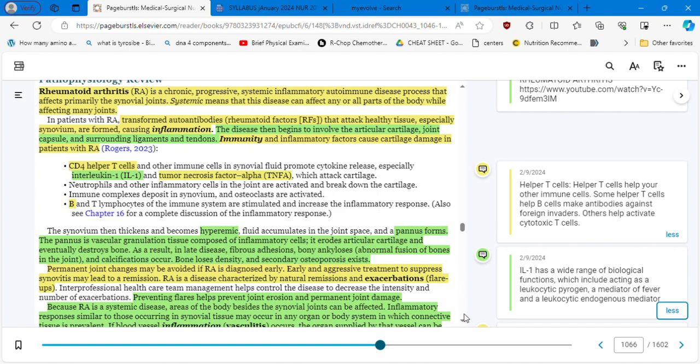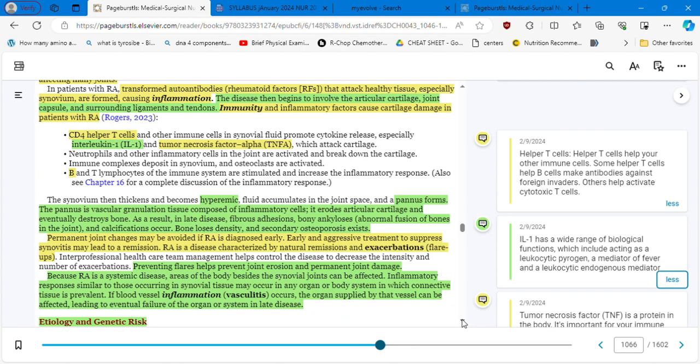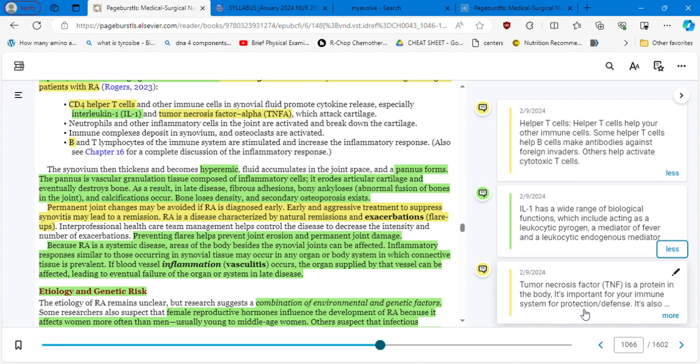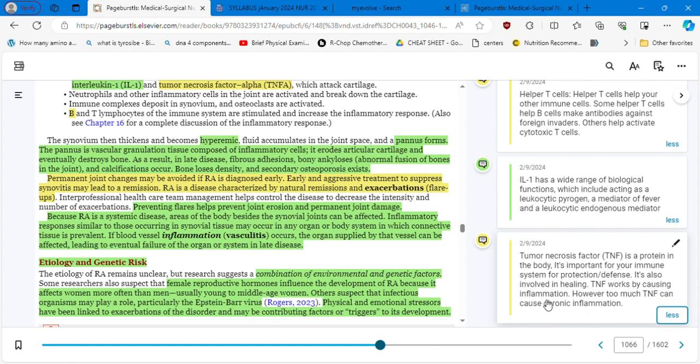factor alpha, which is another soldier of the immune system. It's a protein in the body and is important for your immune system for protection and defense. It is also involved in healing. But tumor necrosis factor works by causing inflammation, and if this inflammation is not regulated, this chronic state and participation of the tumor necrosis factor can cause a chronic inflammation.